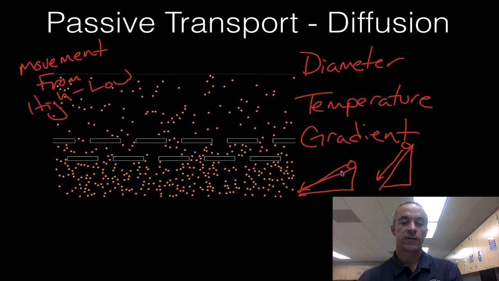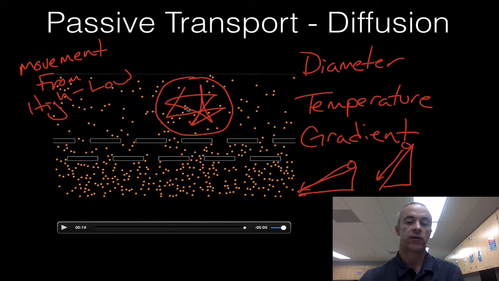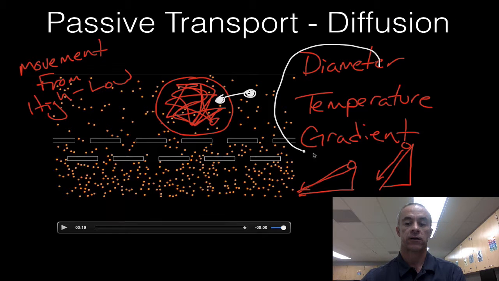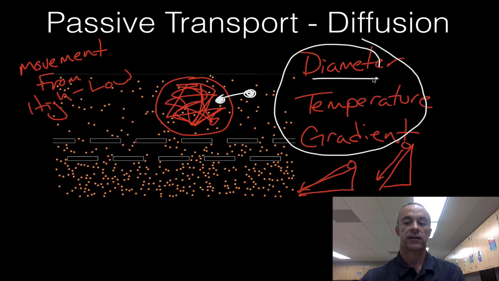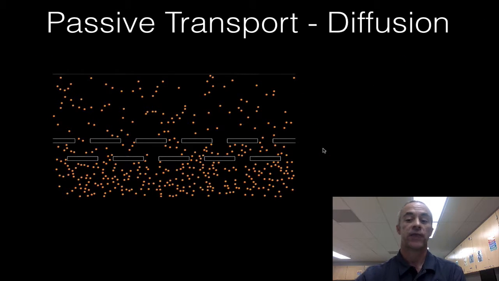Also, diffusion that happens within cells, so imagine this was a cell right here, is generally going to happen pretty quickly because there's not a whole lot of space inside of this cell for things to move. Diffusion across the membrane, however, so from the outside here to the inside, that's going to be really dependent upon these things. Mainly the diameter and the gradient, because when we're talking about living things like us, for example, the temperature is going to remain fairly constant. But the diameter of the molecules and the gradient definitely are things that can change.